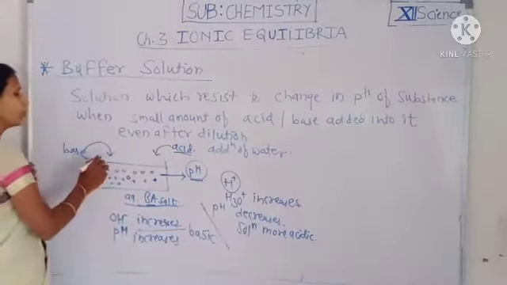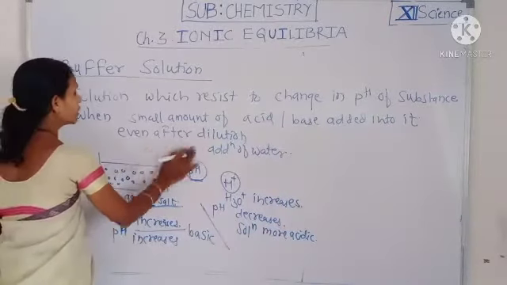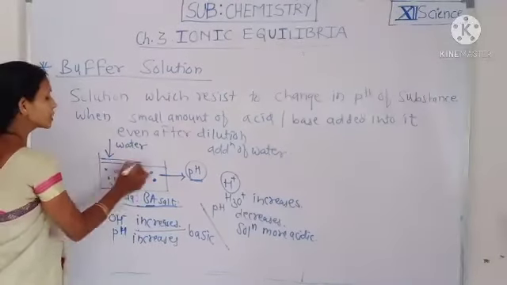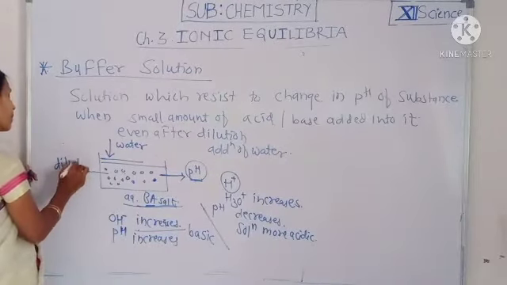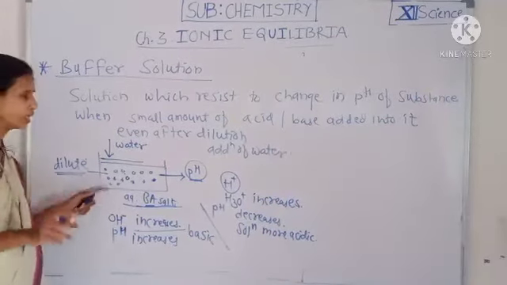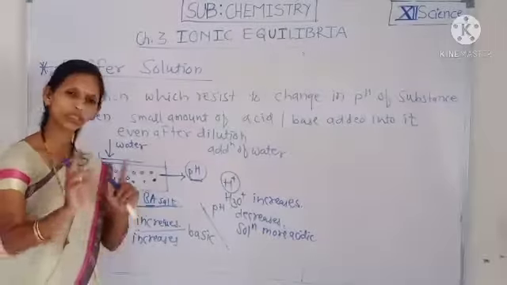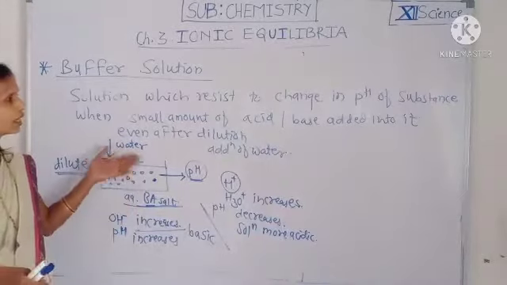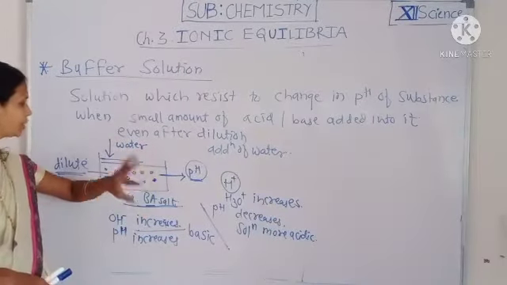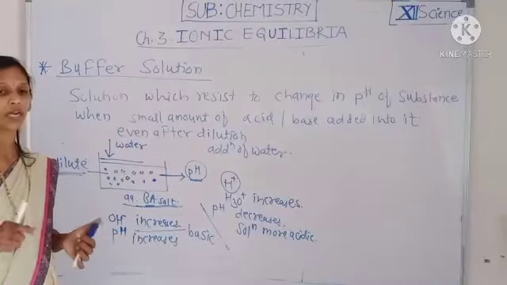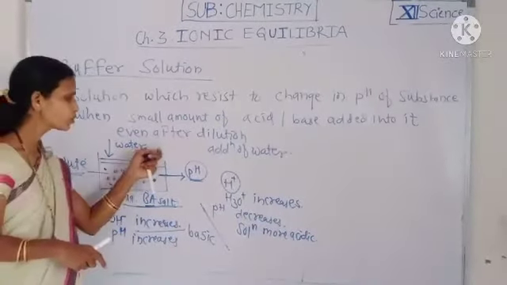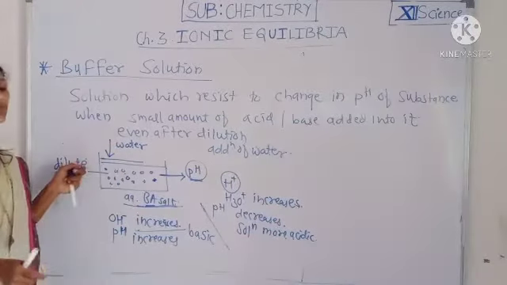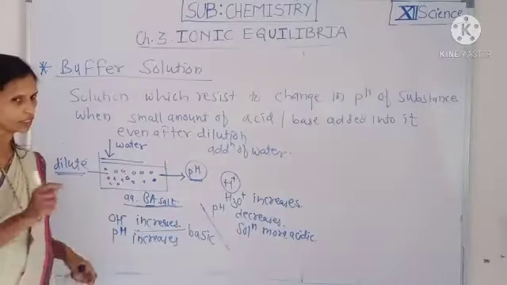Even if we add water into it, the solution becomes dilute, and as the solution becomes dilute, the pH of that solution changes. That means the pH of any substance in its aqueous medium changes even after addition of a small amount of acid or base or addition of water. That means after dilution, pH of that substance changes.